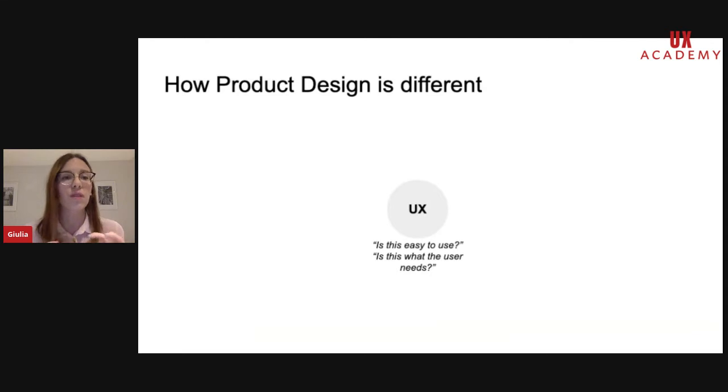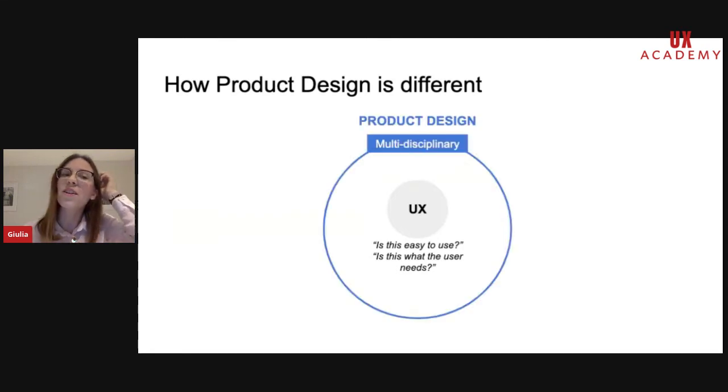So what's the difference between product design and UX? A UX designer will ask the question, is this easy to use? Is this what the user needs, right? So the UX is really, really user-centered. How is product design different? Product design is more multidisciplinary.